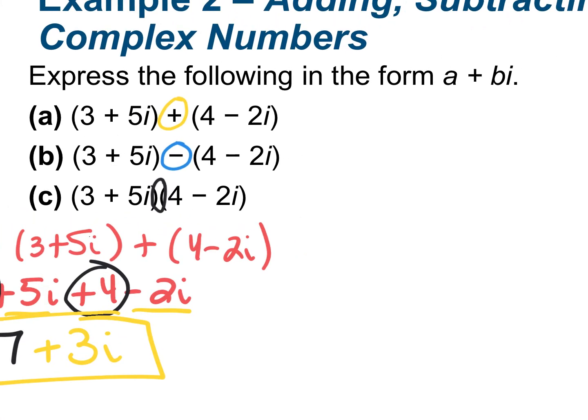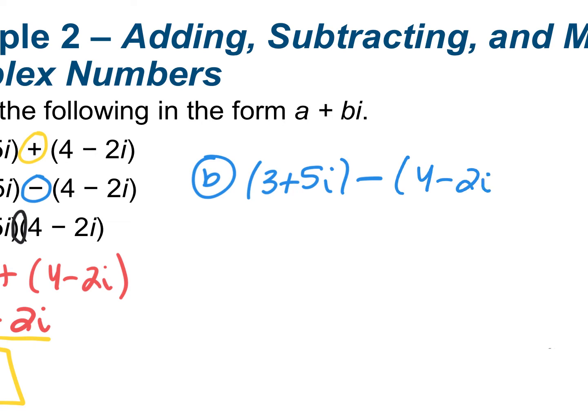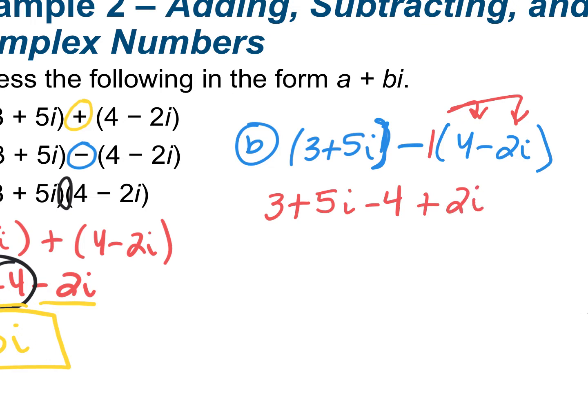Now B looks a little bit different because it's 3 plus 5i, then there's that minus sign in the middle, 4 minus 2i. What does that minus sign tell me I need to do? I need to distribute a negative 1. Before you can start combining, you need to distribute that negative 1. So this problem is really 3 plus 5i minus 4. What's a negative 1 times a negative 2? Plus 2i. Now that you've distributed, we're going to say real with real.